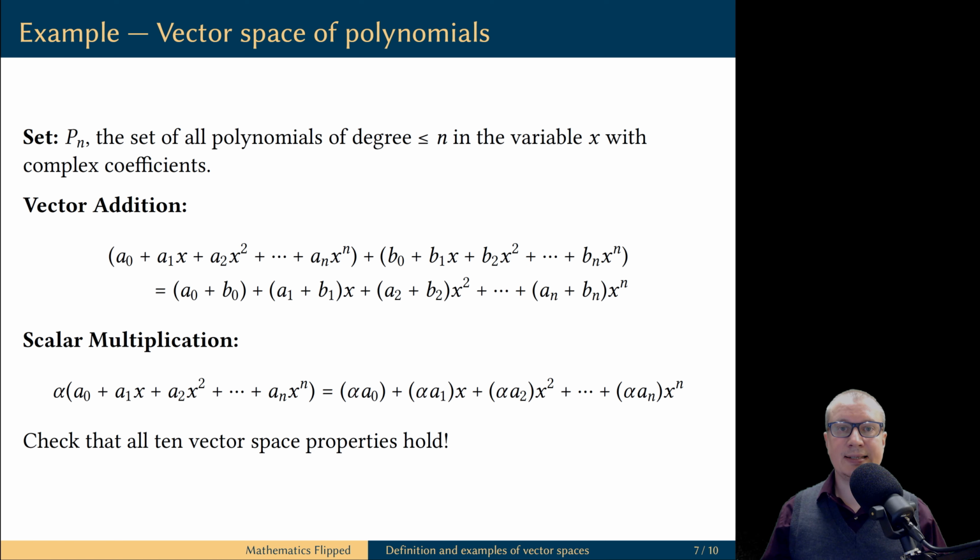Now, please, as an exercise, check that this is an example of a vector space structure. Please check that all 10 properties of the operations do hold in this case.